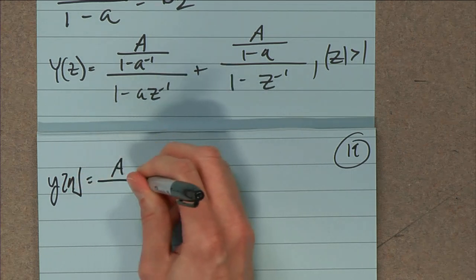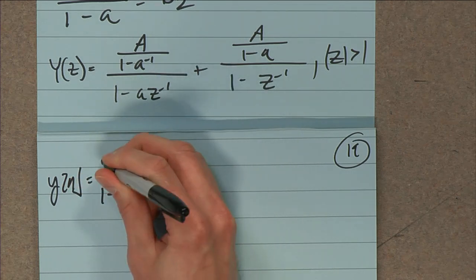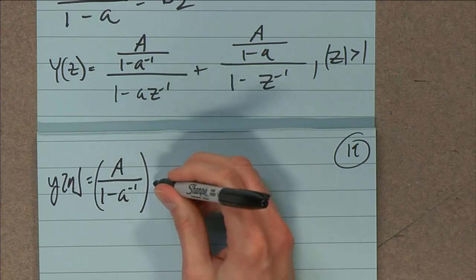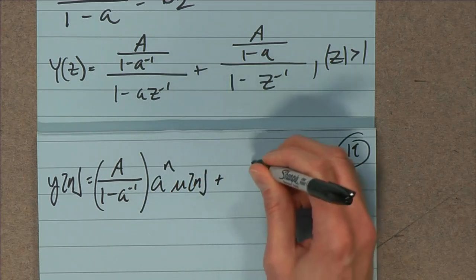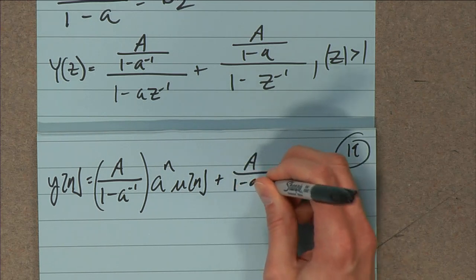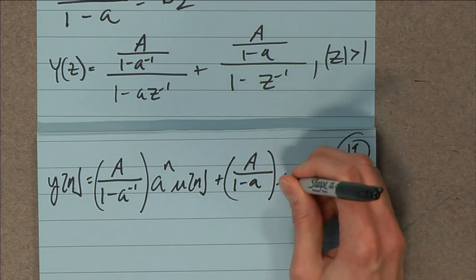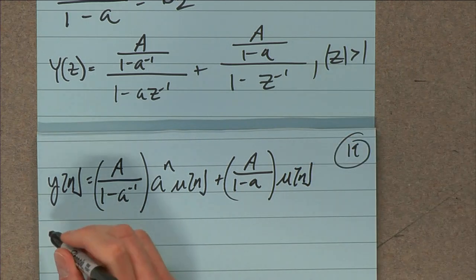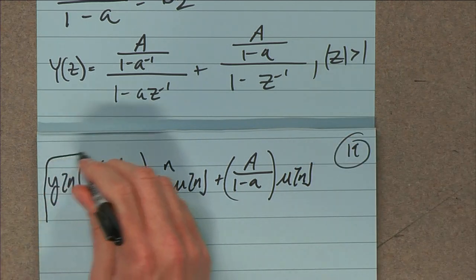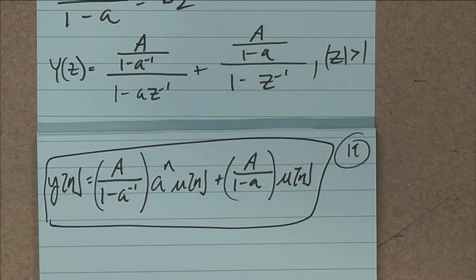So that's what? A over 1 minus a inverse times a to the n u(n), plus a over 1 minus a u(n). I think there's some more algebra that can be played around with, but it doesn't really add much to the development there.